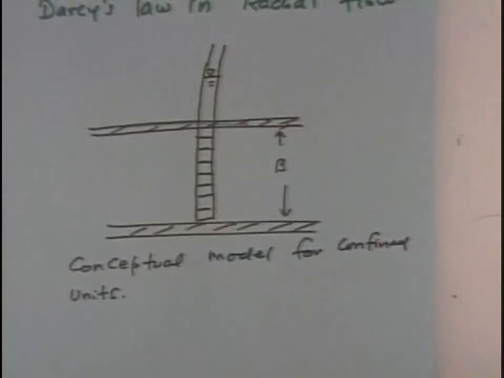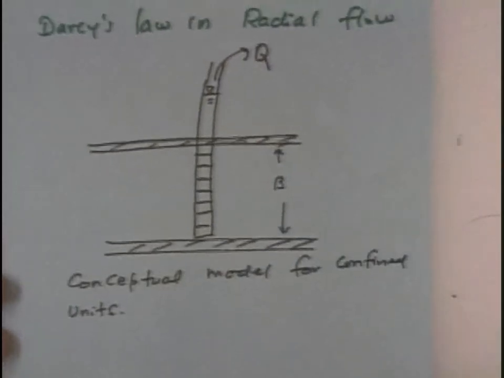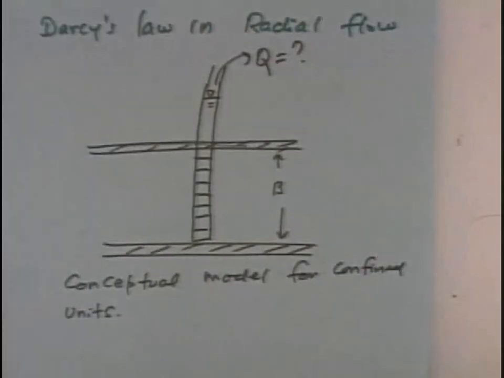Now in this case, let me start pumping from the system. I'm going to extract water from the system. So let's say here's a confined unit. I'm going to sink a pump here, and I'm pumping a certain amount of flow. So that's the interest.